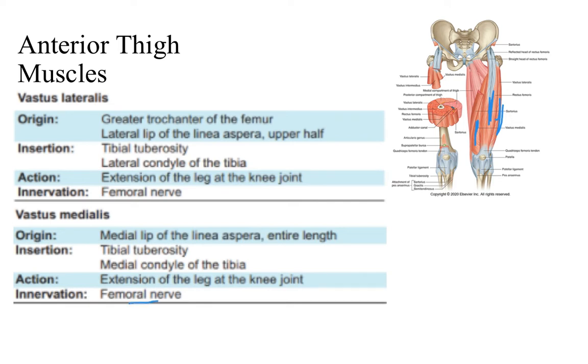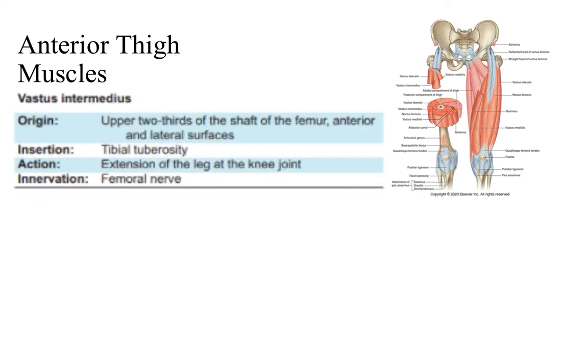And with the rectus femoris, both innervated by the femoral nerve. And then the vastus intermedius. If we take this rectus femoris away and look underneath, we'll have this smaller muscle called the vastus intermedius because it's in between all of the other ones. And it's, again, going to extend the leg at the knee joint and, again, be innervated by the femoral nerve.